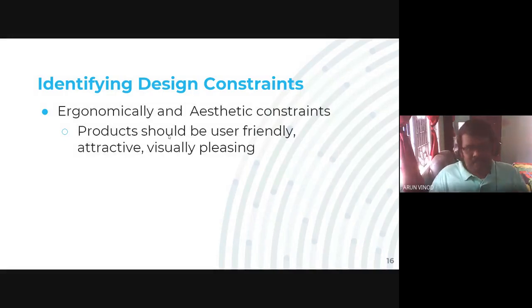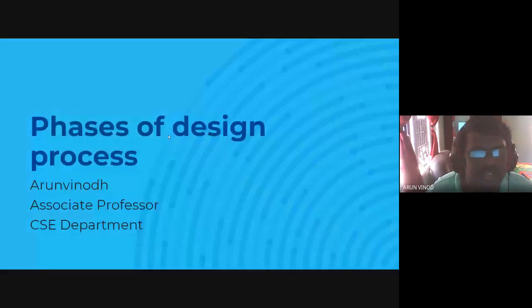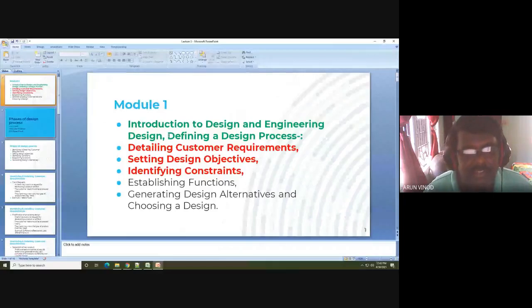So that's all. These are the phases which we have discussed. We have identified the customer requirements with the help of 3 methods, and set the design objectives, starting with your feasibility study. We have identified the objectives, and identified constraints. What are the constraints when you are designing the products? All these things we have discussed till now, right? The remaining things we'll discuss in the next class.